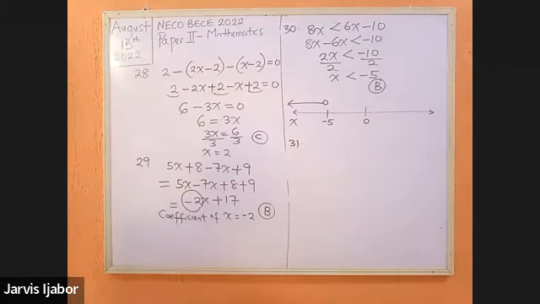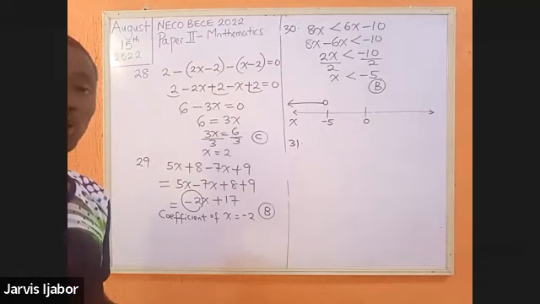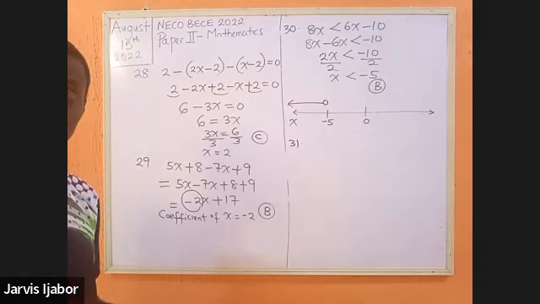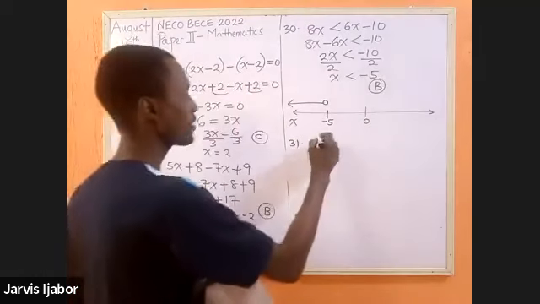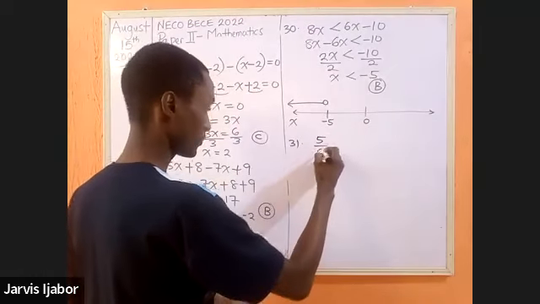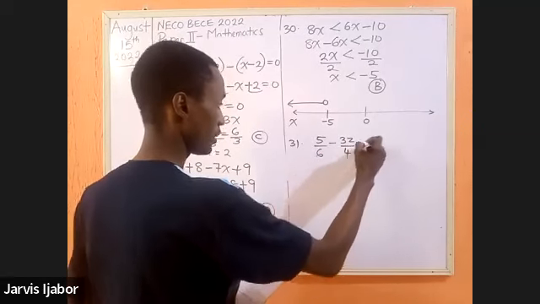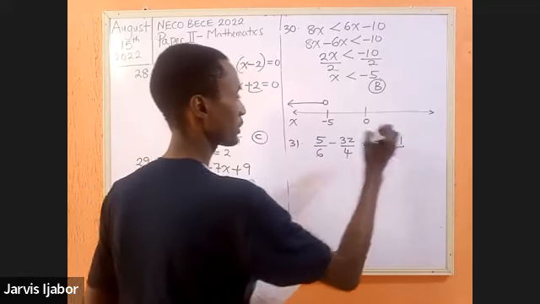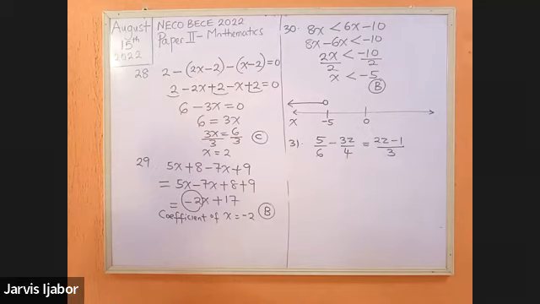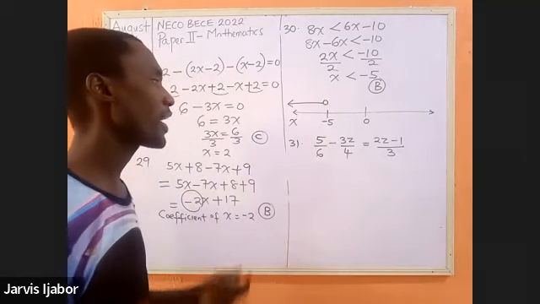31 is testing your knowledge of equations with fractions. All right, so I have 5 over 6 minus 3z over 4 equal to 2z minus 1 all over 3. That's what you have. And then the next thing that is of interest to us will be, what do we do?